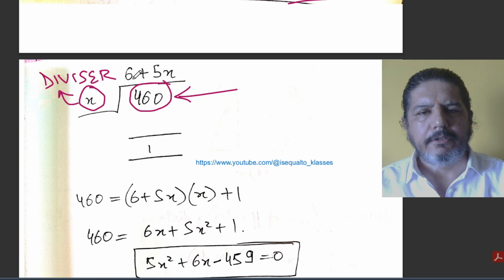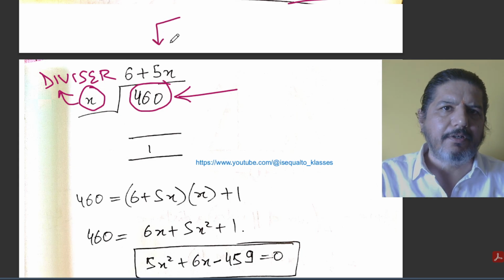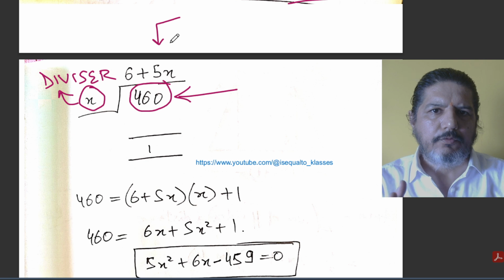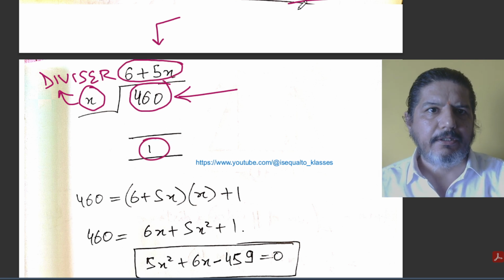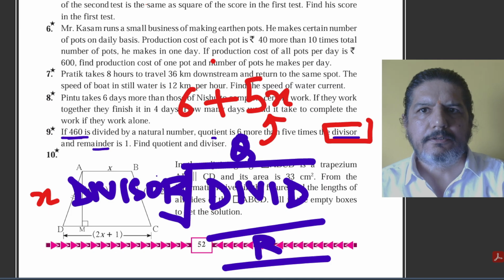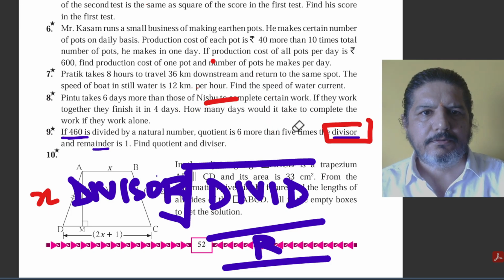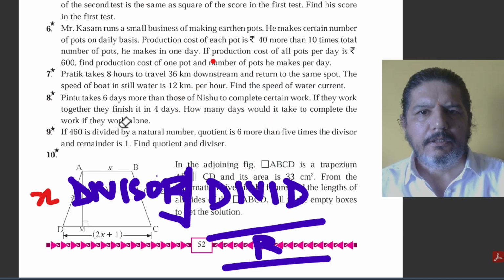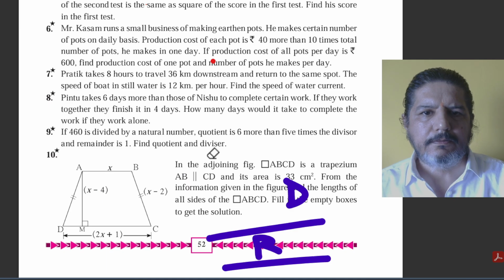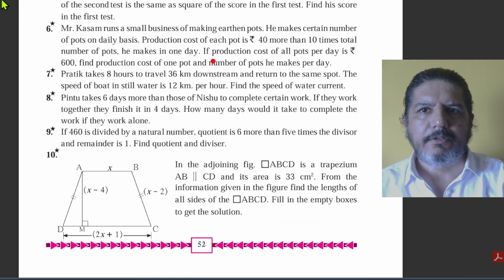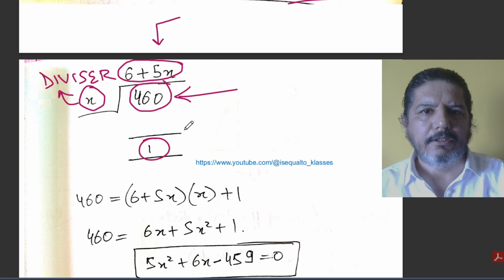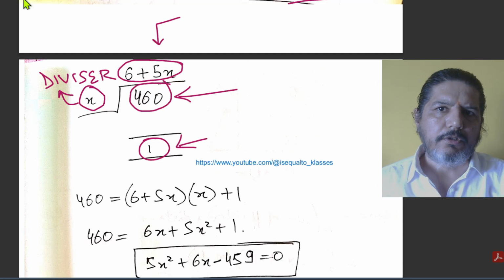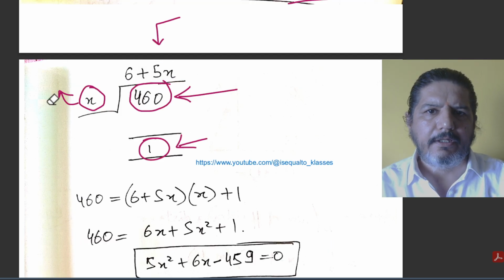x is my divisor, and they have said that the quotient is 6 more than 5 times the divisor. So that is why I have written 6 plus 5x here, and they have also mentioned that the remainder is 1. Let me erase all this. The remainder is 1. So that is what I have written here. So therefore, using all this, what is the equation I can form?